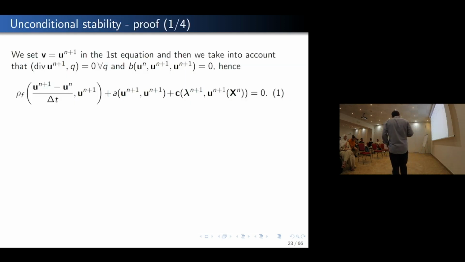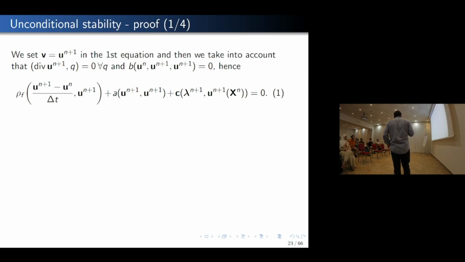Okay. So, unconditional stability proof, part 1. We set v, the velocity test function, to be u^{n+1} in the first equation, so in Navier-Stokes, and then we take into account the fact that the divergence of u^{n+1} against q is equal to 0 for all q, because we are using incompressibility, and b(u^{n+1}, u^{n+1}, u^{n+1}) is equal to 0. This is a well-known property of b, and hence we have this first equation.